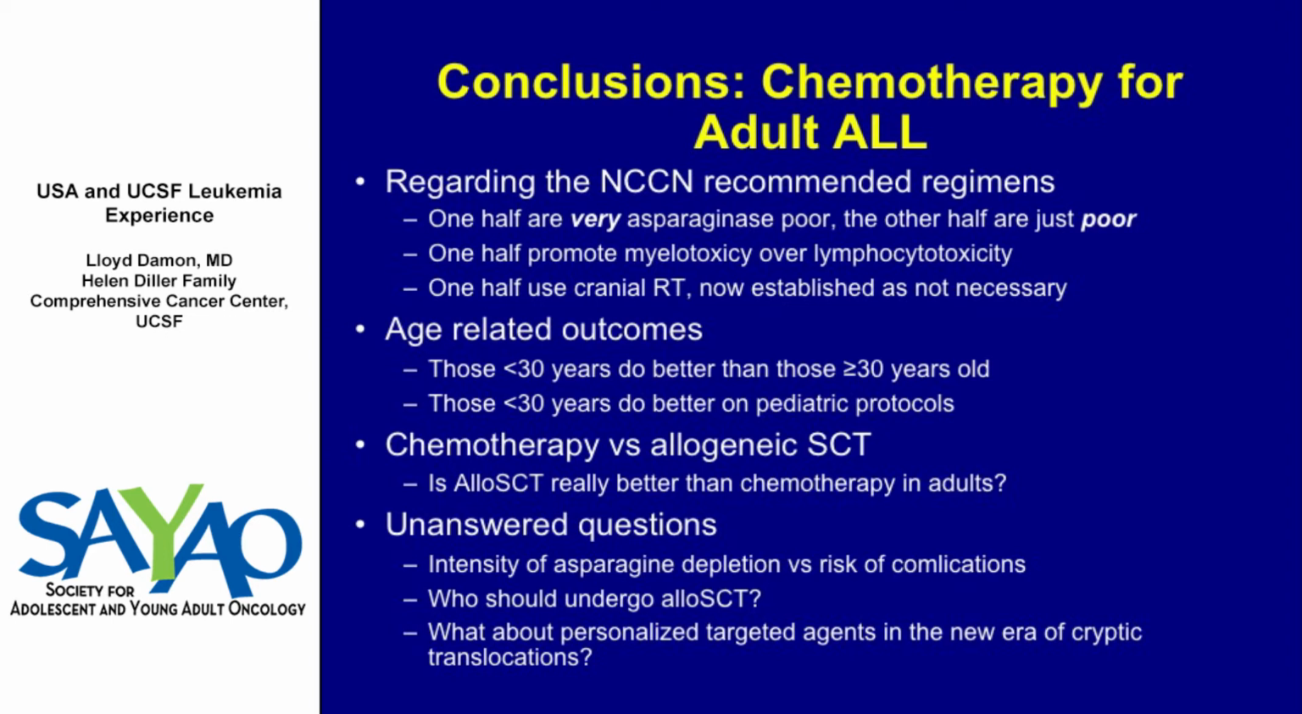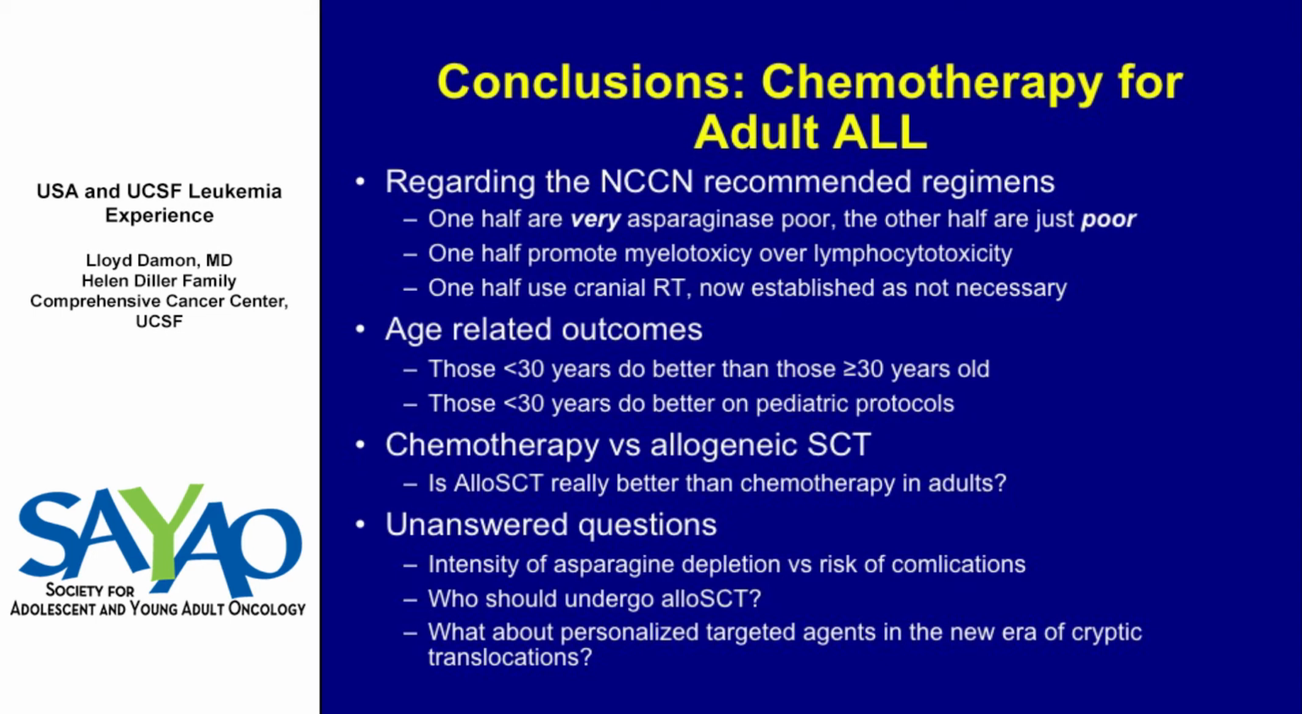So a few conclusions, I think, regarding the NCCN recommended regimens. Half were very asparaginase poor, and the other half were just poor. So not a lot of asparaginase was used. Half promote myelotoxicity over lymphocytotoxicity, and that is a major difference between pediatric style protocols and more traditional adult protocols, and that may have bearing on outcomes. Half of them historically had used cranial radiation, but I would say now for the average patient it's established in both children and adults that it is not necessary. Age-related outcomes were evident. Those under age 30 did better than those over age 30. And we know from other information that I did not show that that group probably does better on pediatric-inspired regimens.